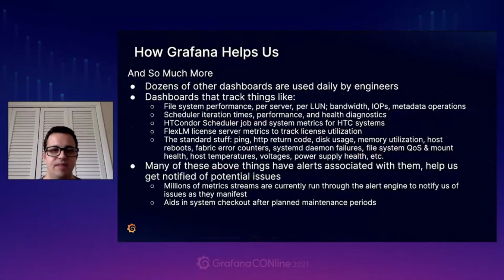So that's everything from power and temperature monitoring on the hosts to input voltages, making sure all the systemd daemons are running properly, memory utilization, disk utilization, a whole bunch of stuff that's listed down there. Also things like FlexLM license metrics, Condor scheduling, and everything under the sun that we need to do. We kind of all have it in Grafana now. And many of these things have alerts associated with them too. So every minute, Grafana is processing about a couple million metric streams that we're looking at to make sure that they're all within certain parameters and that everything's operating smoothly.